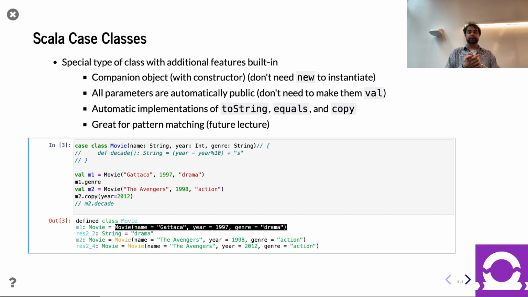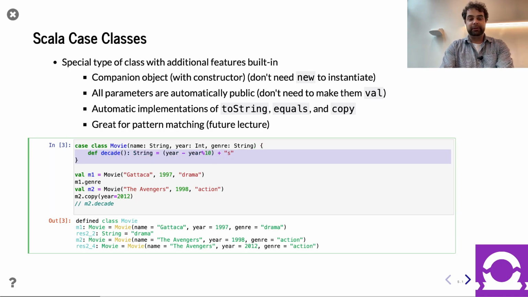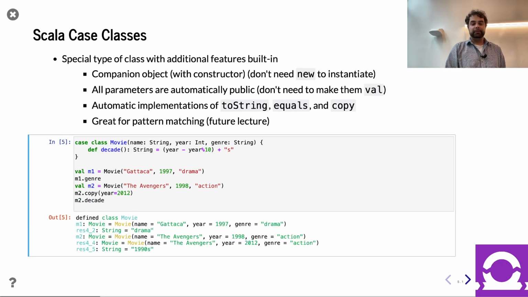Later on in this course, we'll cover something called pattern matching, also really helpful. And all the things I discussed so far, it's as if these case classes were simply data containers, right? But they aren't simply data containers. You can put methods on them, right? So in this case, we have this trivial example using movies. We can decide to take the year and turn it into a decade.